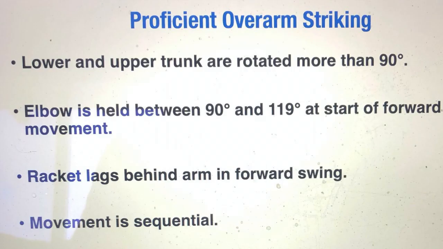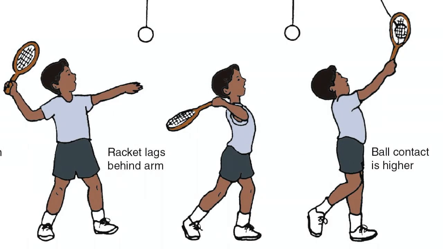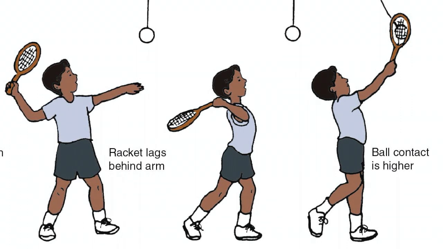A person who is skilled at overarm striking rotates both the pelvis and the spine more than 90 degrees, holds the elbow at an angle between 90 and 119 degrees at the start of the forward movement, and lets the racket lag behind the arm during the forward swing. The humerus lags behind trunk rotation, the forearm lags behind the humerus, and the racket lags behind the forearm to create the open chain of sequential movements.